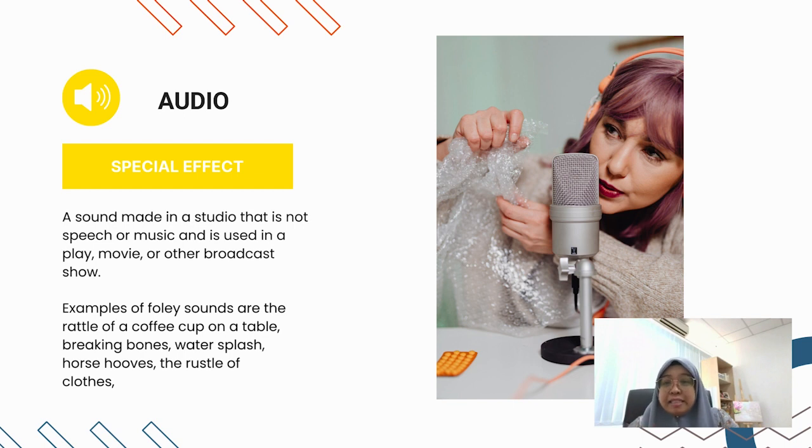Special effect is not a sound like speech or music, but a sound made in a studio. Mostly we add this special effect sound in our play, movie, or broadcast show. For example, foley sounds are the rattle of a coffee cup on a table, a water splash, and might be the sound of rain. We make the sound using any sort of tools to enhance the specific sound that we want. So that is one of the categories of audio that we usually use in our multimedia application.